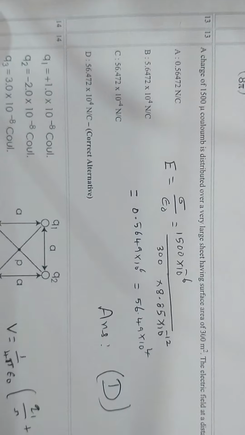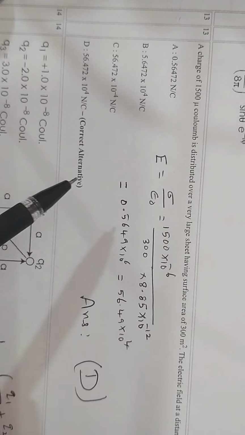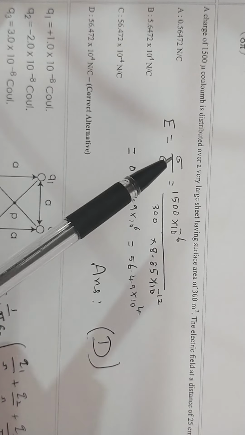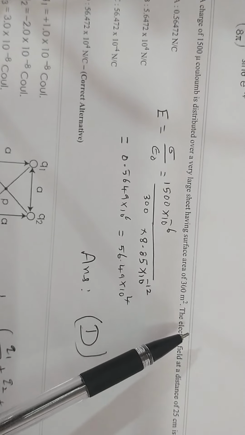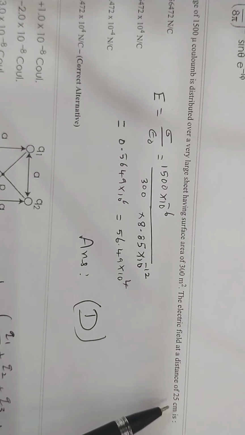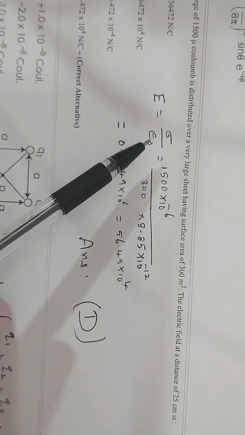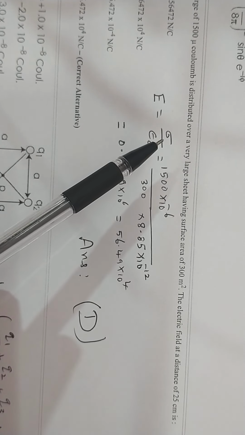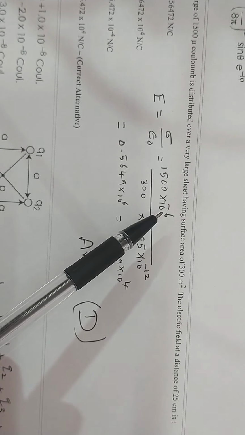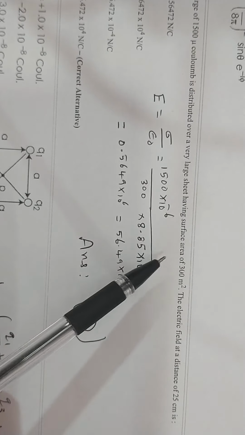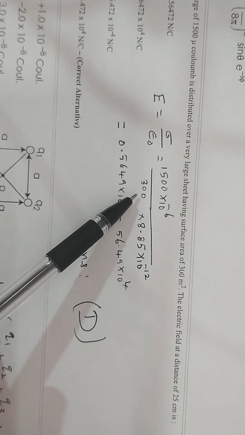The next question is, a charge of 1500 microcoulomb is distributed over a very large sheet having surface area 300 meter square. The electric field at a distance of 25 centimeter is. Now here the expression for the electric field is equal to sigma by epsilon 0. Sigma is the charge density, so charge divided by area. So 1500 and 10 power minus 6, this is a microcoulomb. Area is 300, so sigma is 1500 times 10 power minus 6 divided by 300.